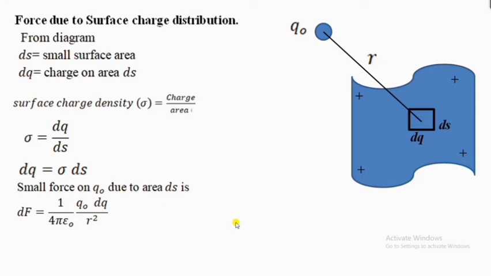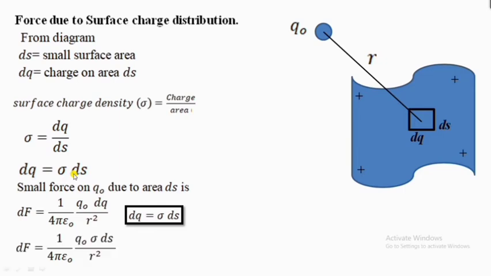Now the small force between this q naught and dq will be given by this expression, and we know dq is sigma ds from here. So I can write the small force due to this part of the conductor as this much.